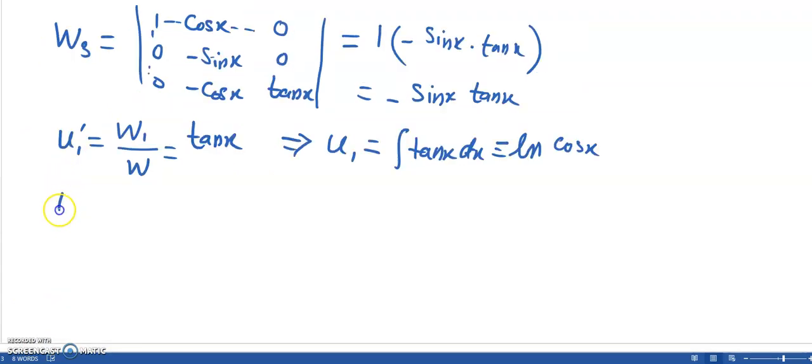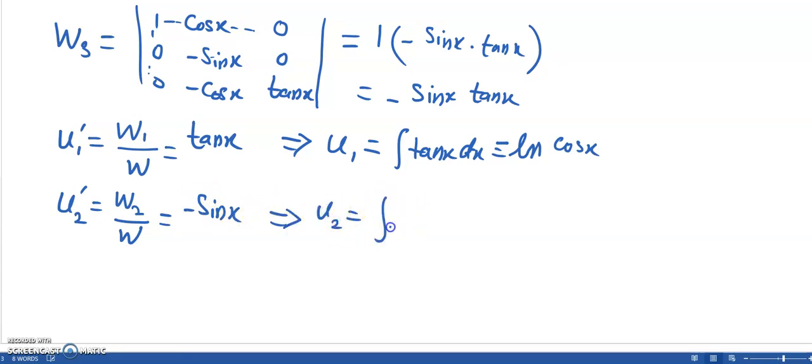Now calculate u2. u2 prime is then w2 over w. W was 1, w2 was minus sine of x. So u2 will be the integral of minus sine of x dx. So what will it be? It will be cosine of x, since the derivative of cosine is minus sine. So it is cosine of x.